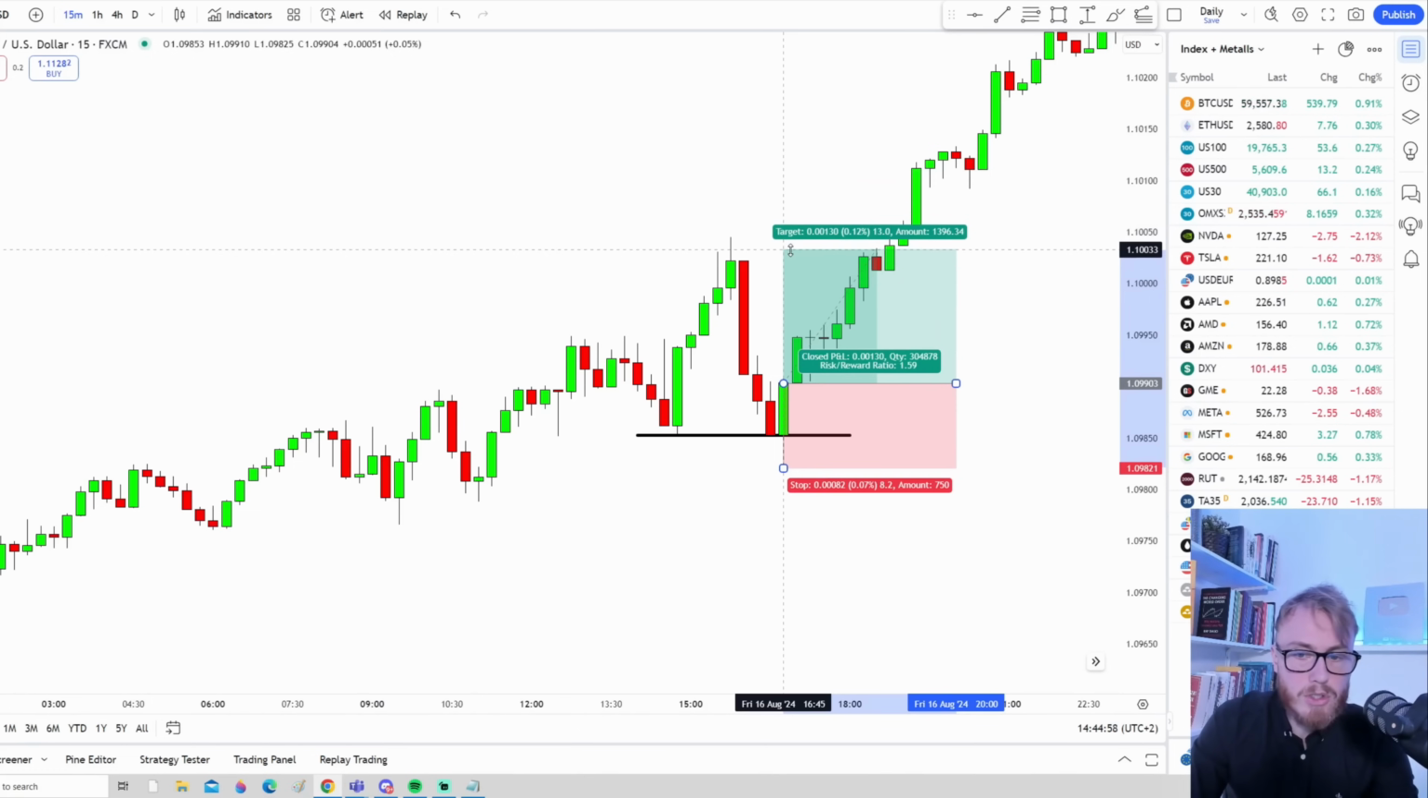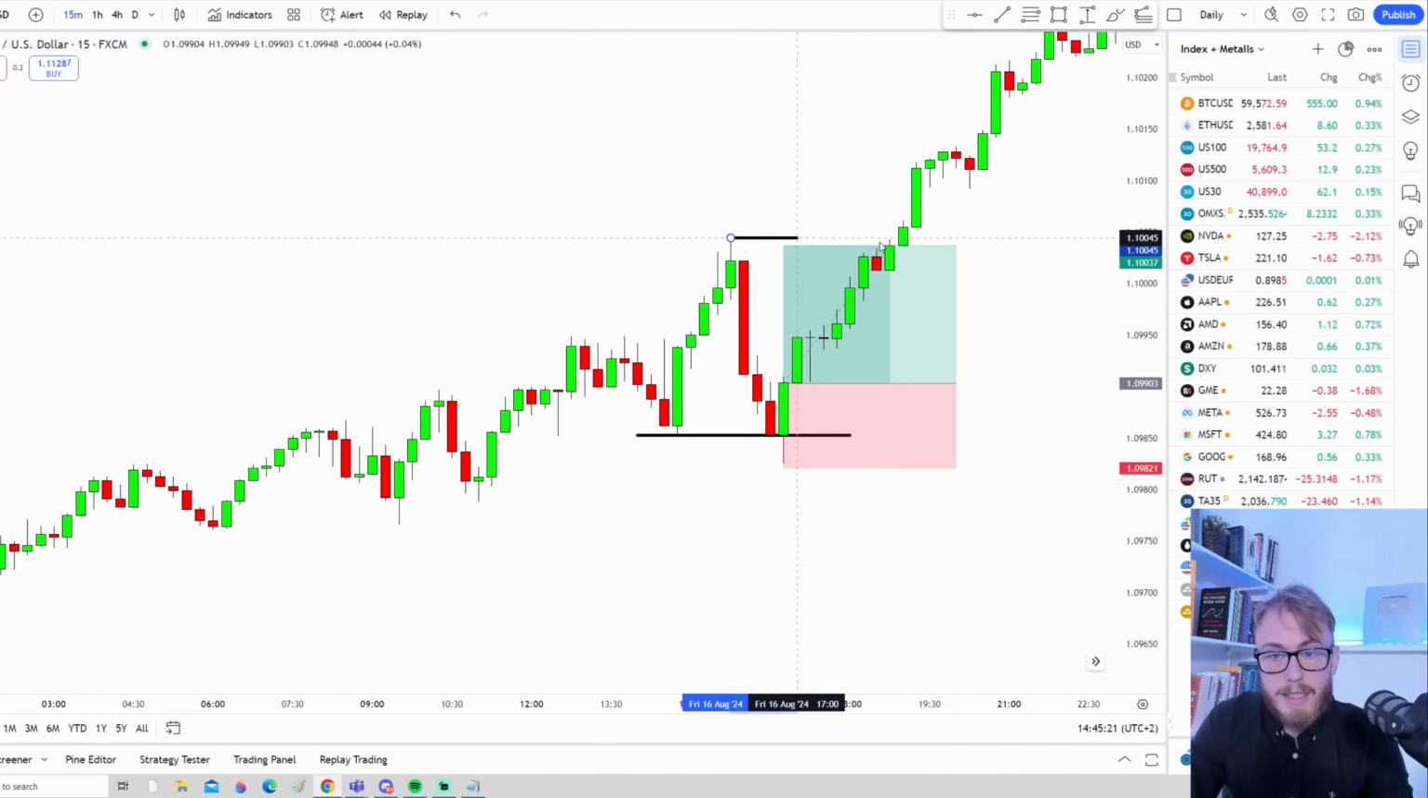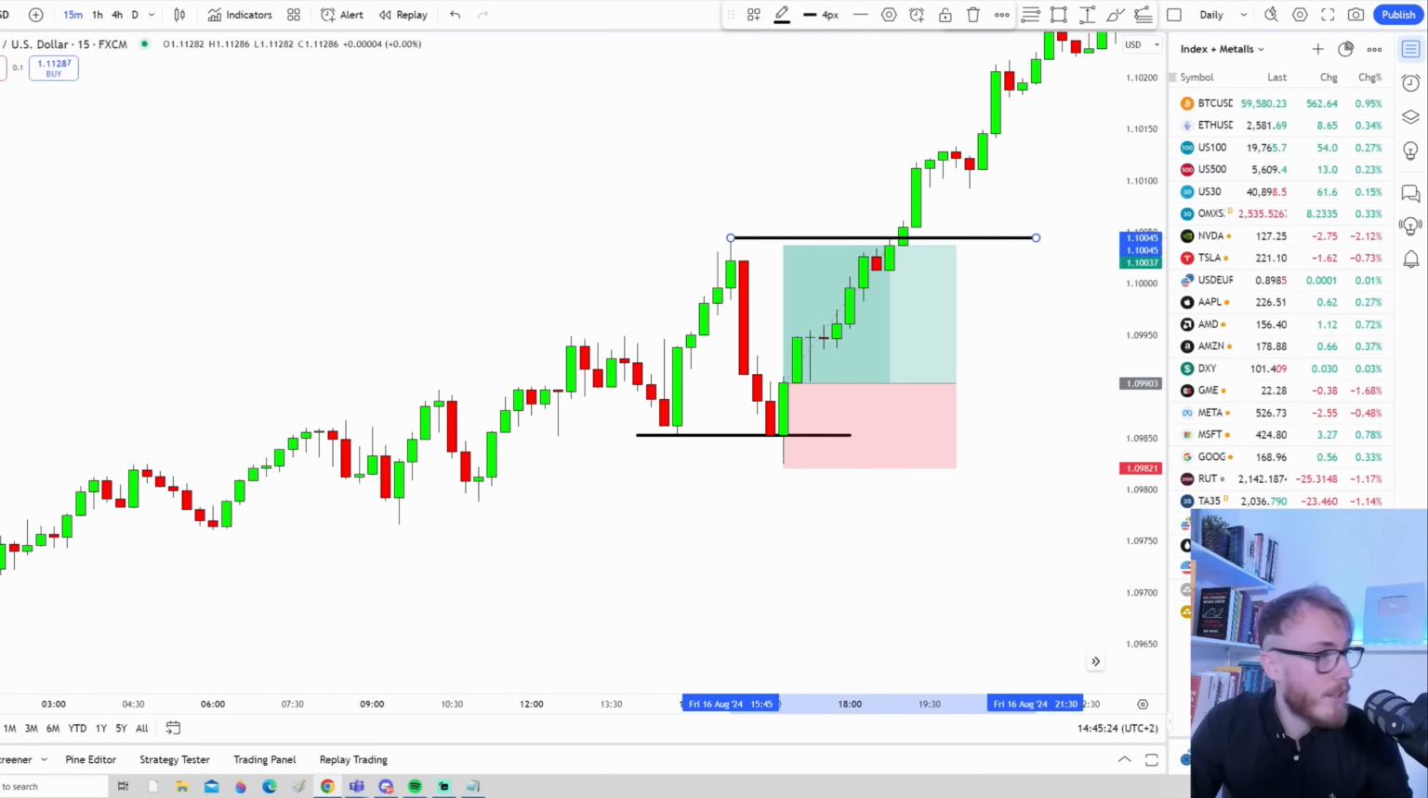Well, when it comes to target levels, it's not as clear where exactly to set your target, and it can vary on a case-by-case basis. One method to place your target here is to set it just below the high of the uptrend. So right here we have the high of the uptrend. This is the high we need to break here in order to create the next break of structure and in order to maintain the uptrend.